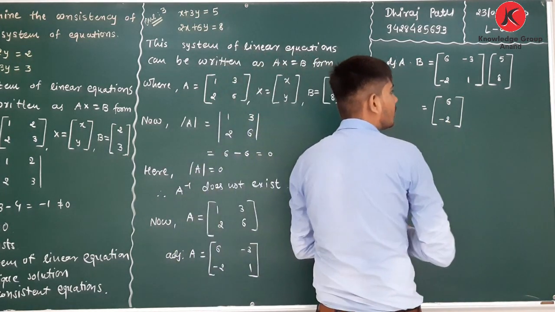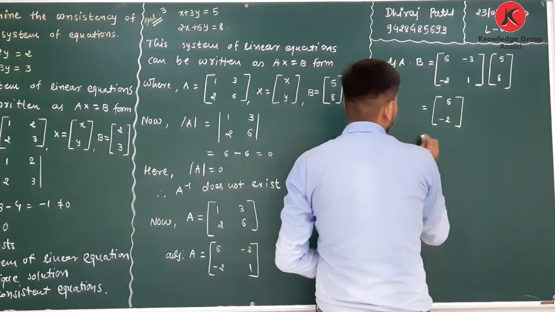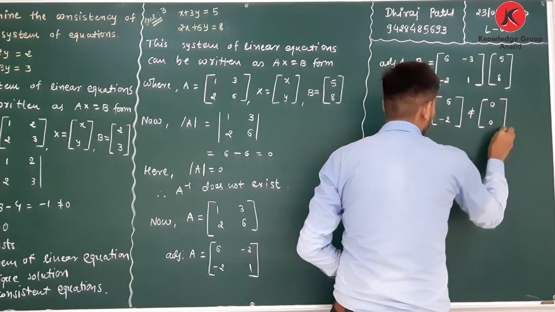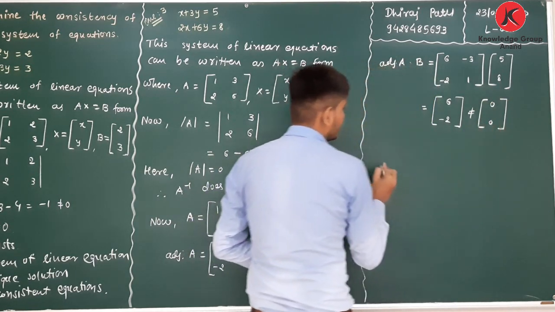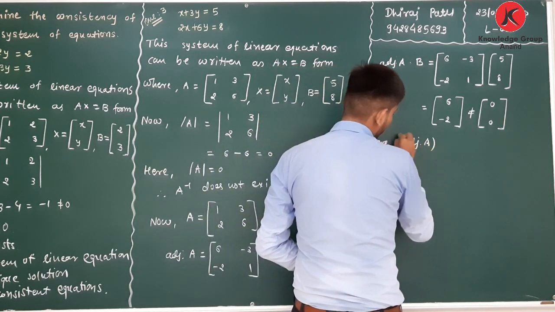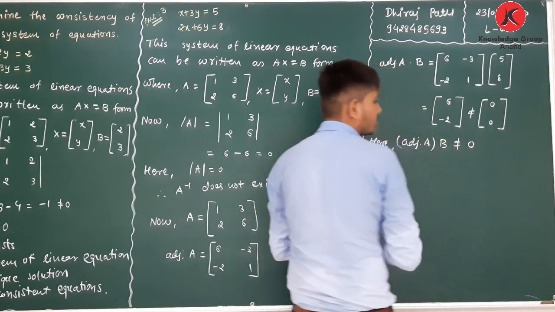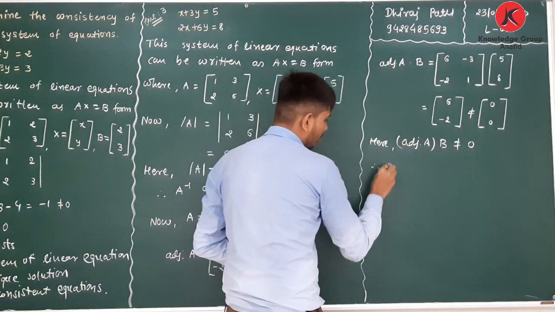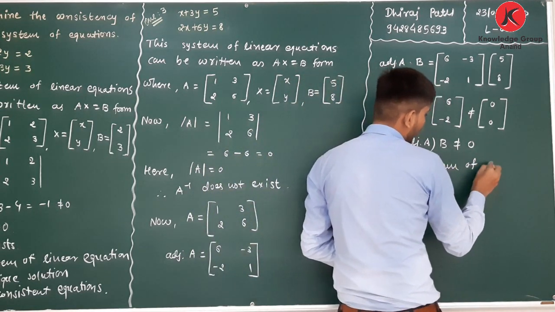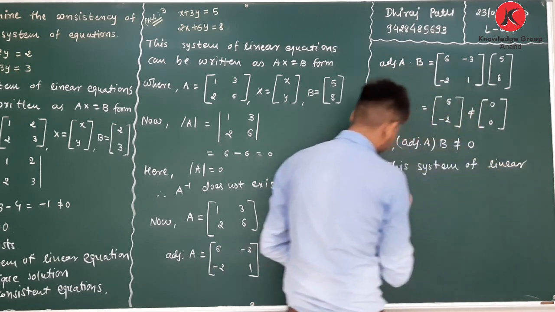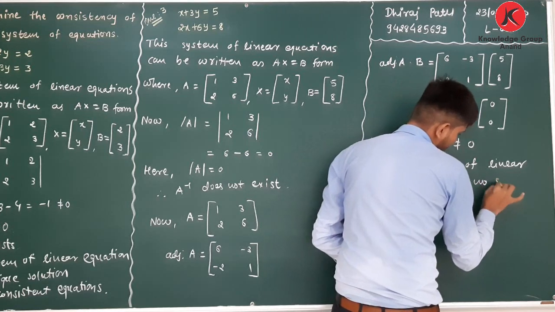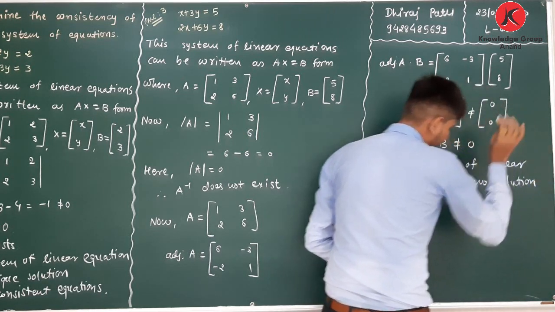We get it in the form of a column matrix. Now what is this column matrix? It is not equal to 0 matrix. It will not be equal to the 0 column matrix. So here we can say that adjoint of A into B is not equal to 0 matrix. Therefore this system of linear equations has no solution, no solution is possible.